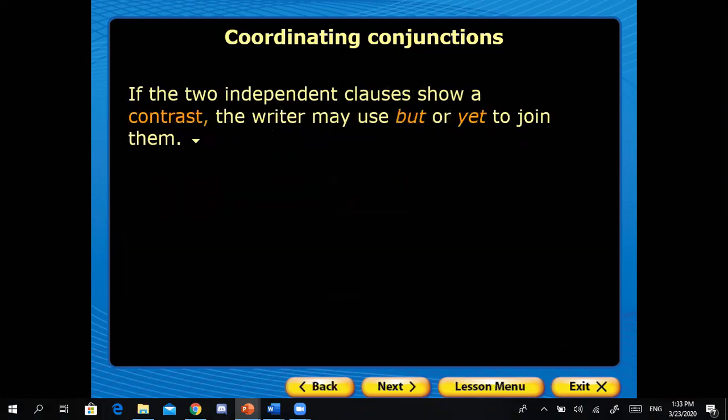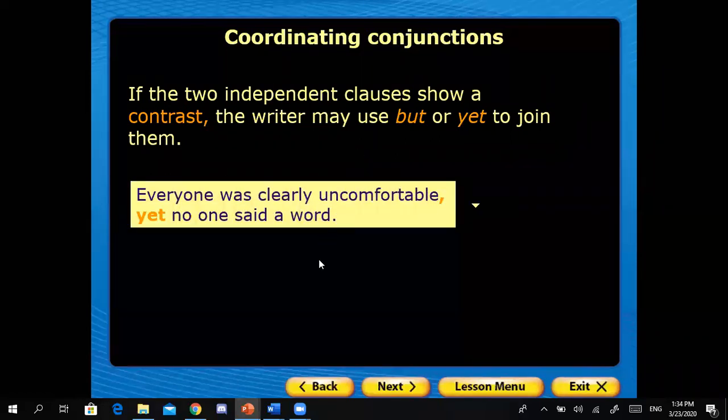You're welcome. So now, if the two independent clauses show a contrast, meaning difference or different opinions, a contradiction, the writer may use "but" or "yet" to join them. Yes, that's a very good point. For example: Everyone was clearly uncomfortable, yet no one said a word.